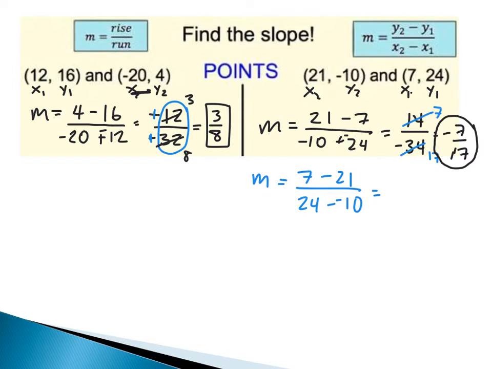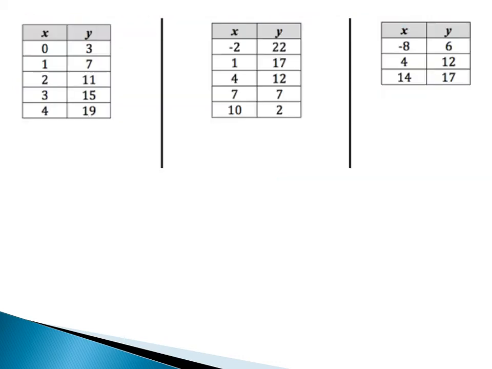Well, 7 minus 21, that's going to give me negative 14 since 21 is greater. And then 24 minus negative 10, remember when I subtract, I can change that to an addition, change the sign after, and that's going to give me positive 34. And that's still going to give me negative 7 over 17. So notice, the order doesn't really make a difference of which one I start with. But whatever one I start with, if I start with this as my y2, I have to use this as my x2. If I started with this y, I have to start with that x. So which one I start with doesn't make a difference, but when you actually plug it into the formula, it does make a difference.